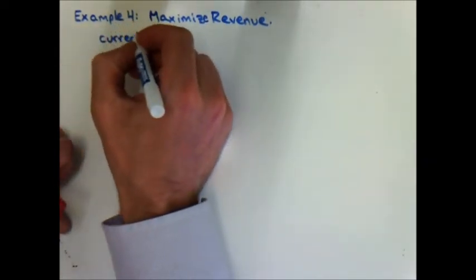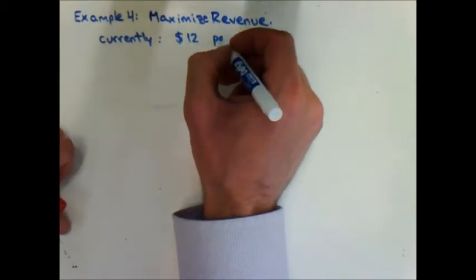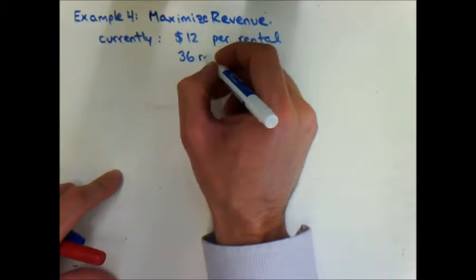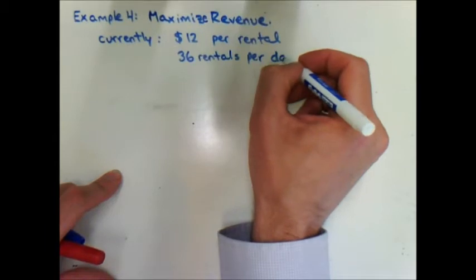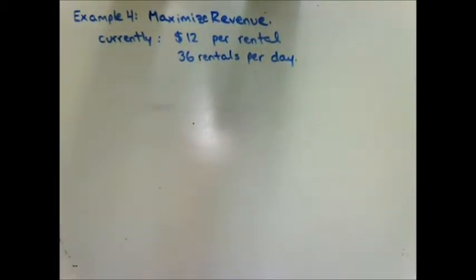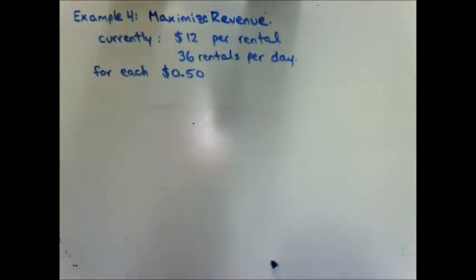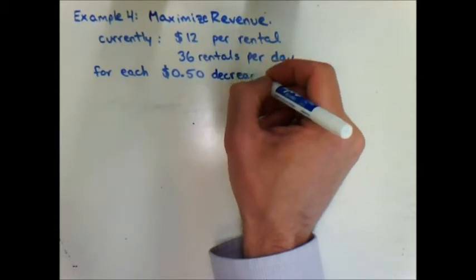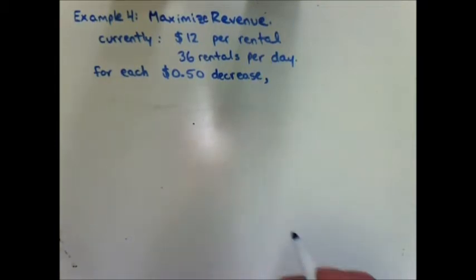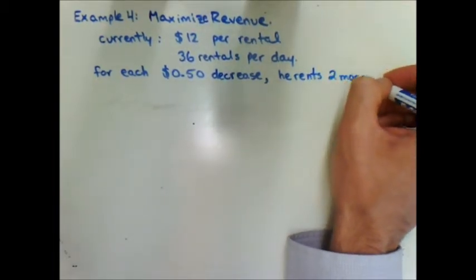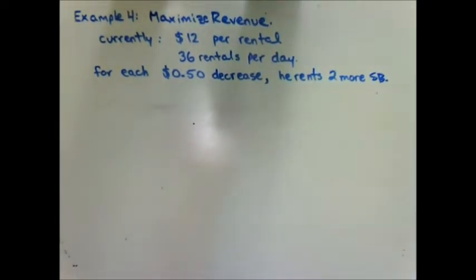So currently, $12 per rental, and he gets about 36 rentals per day. He discovers that for each 50-cent decrease, and we're measuring in dollars, so we're going to write 50 cents as $0.50. For each 50-cent decrease in price, he rents out 2 additional snowboards per day. For each 50-cent decrease, he rents 2 more snowboards. At what price can Alex maximize his revenue?